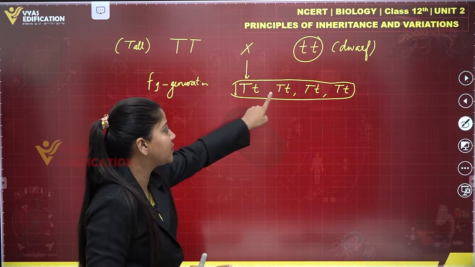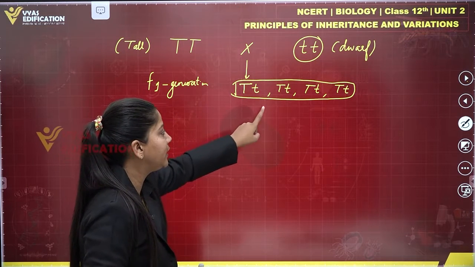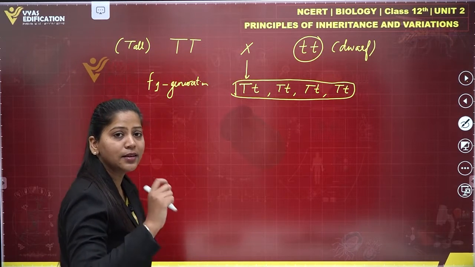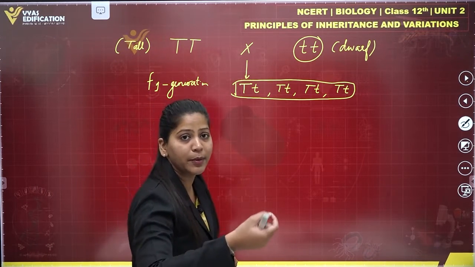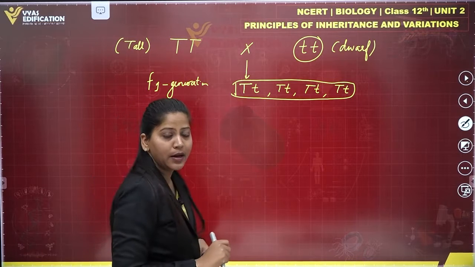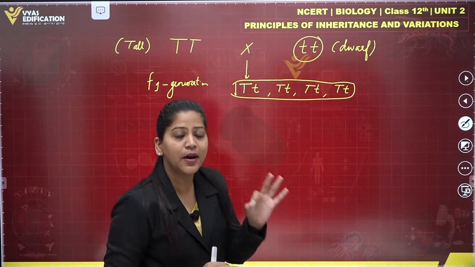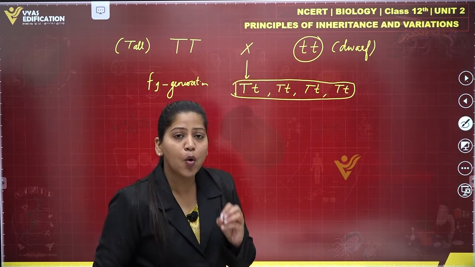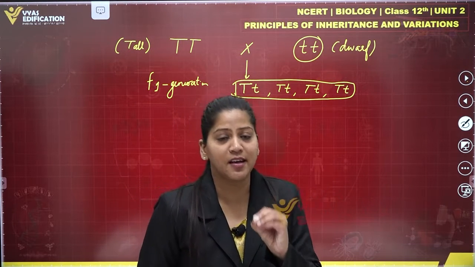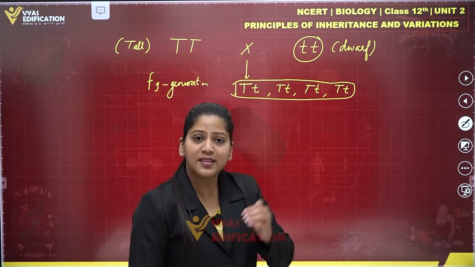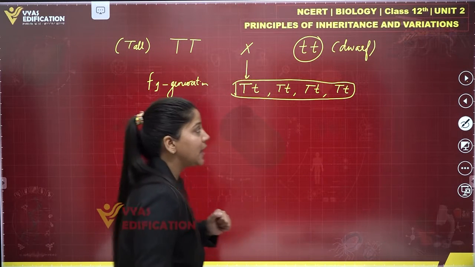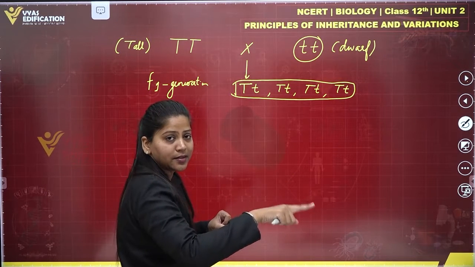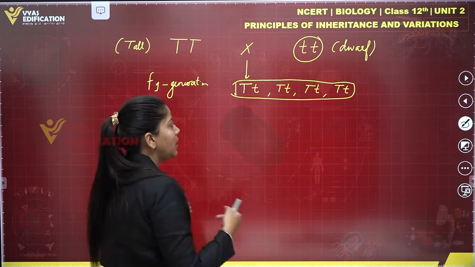Here you can see this one is containing the recessive allele, and this one is also containing the recessive allele. All the plants are containing the recessive allele, but it cannot express itself because it is present with the dominant one. And this is the rule: a recessive allele cannot express itself in the presence of a dominant allele. It is only capable of expressing in the presence of a similar allele. That means if a recessive allele is present with another recessive allele, then only the expression will come out.